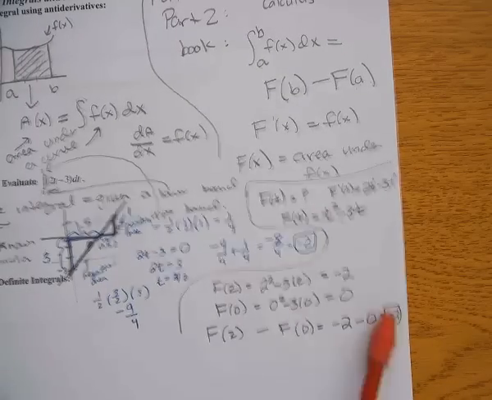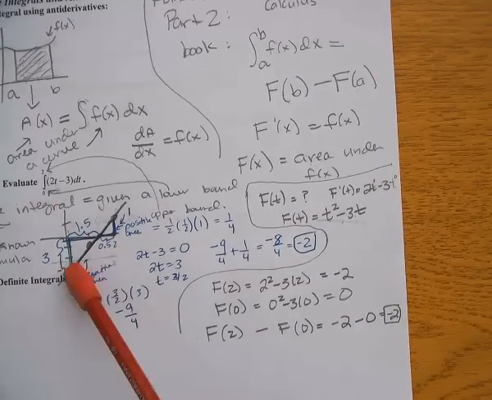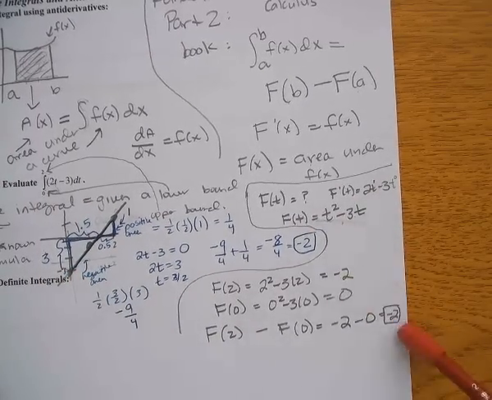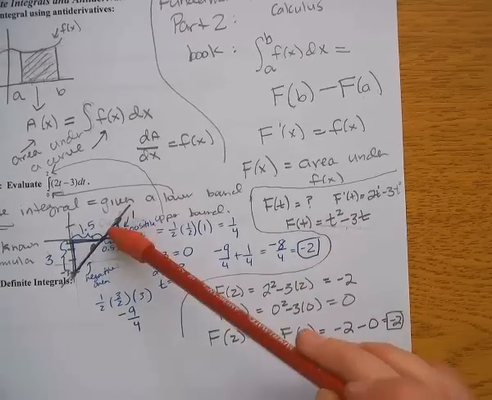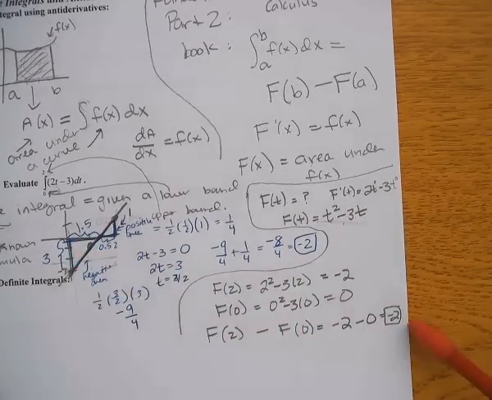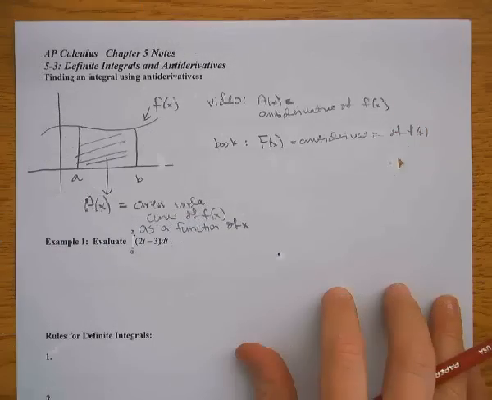So you can see that whether you use an area formula or the antiderivative, you will get the exact same answer. So it turns out that the area under a curve and the antiderivative are one and the same.